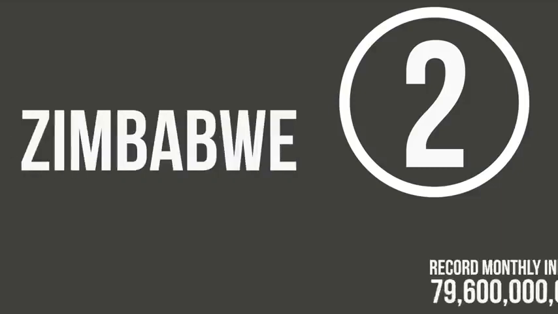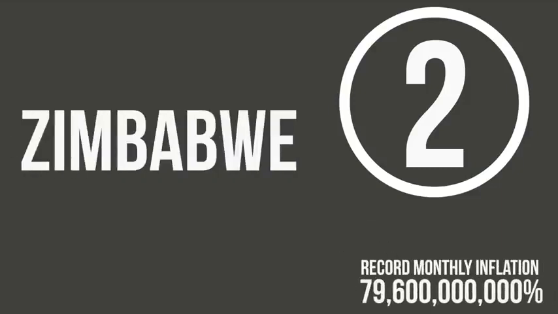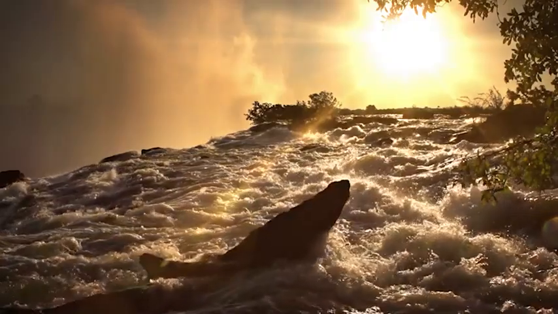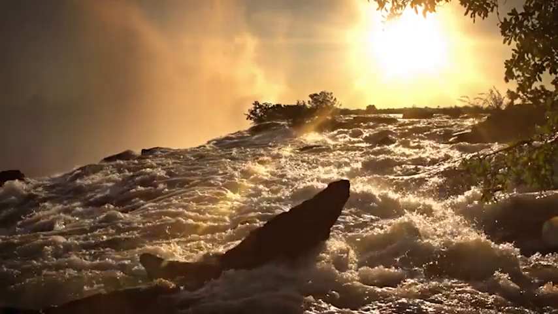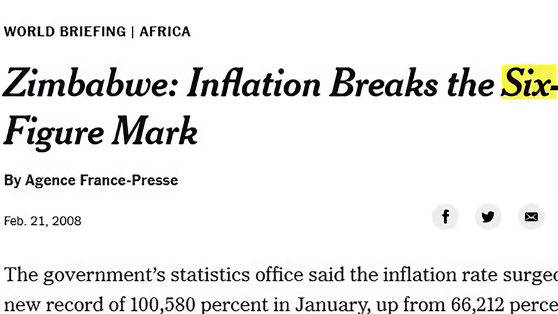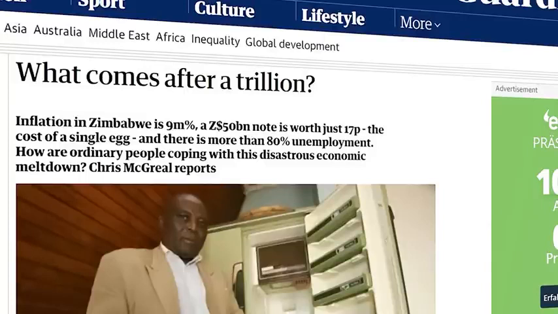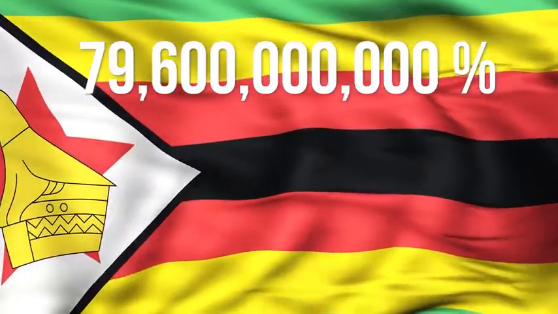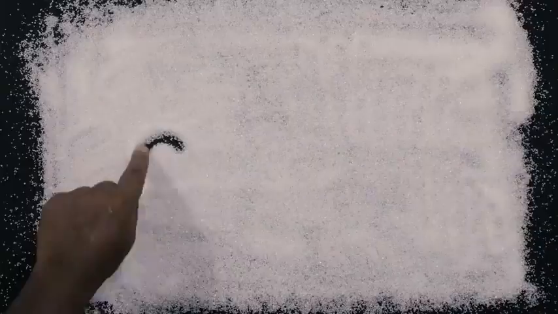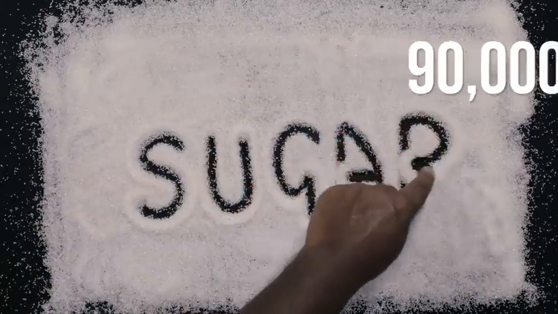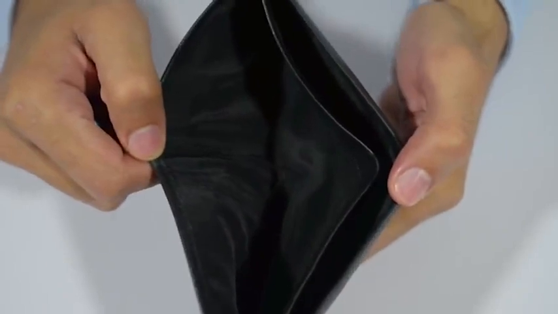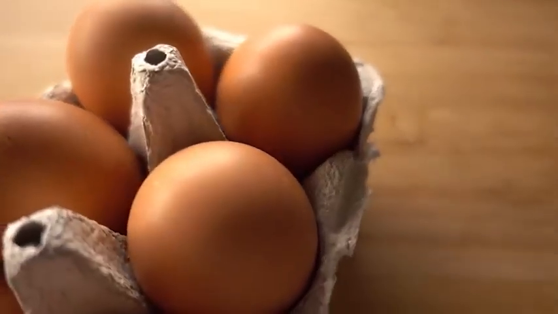Number 2. Zimbabwe. The silver medal goes to the most recent case on our list, Zimbabwe. The African country had the world's second highest inflation and the first of the 21st century in November 2008. The prices increased 79.6 billion%. A bag of sugar cost about 90 billion Zimbabwe dollars, and salaries of unskilled workers were around 200 billion. That was the equivalent of $10 a month.